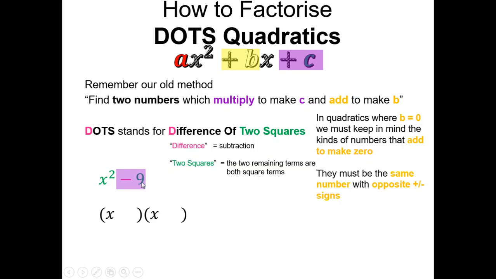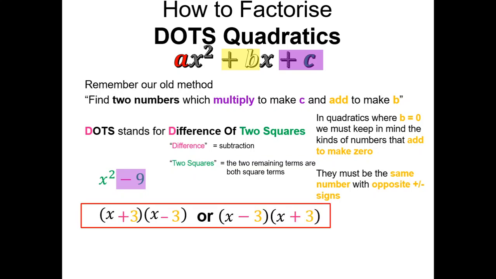So what same number multiplies by itself to make 9? 3 times 3, right? But I don't want to make positive 9, I want to make negative 9. And to make a negative number in my multiplication, they've got to be opposite signs. So I've got positive 3 and negative 3, or negative 3 and positive 3. Either way is fine, right?